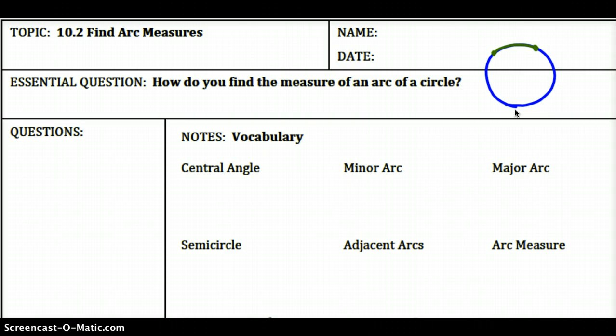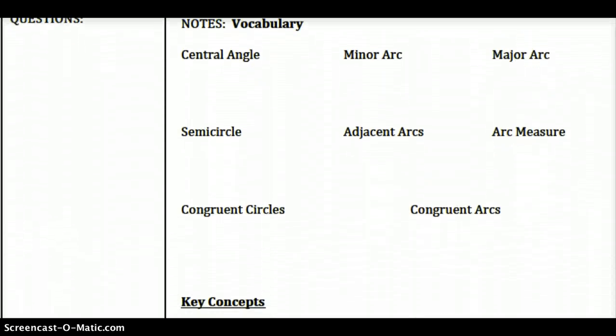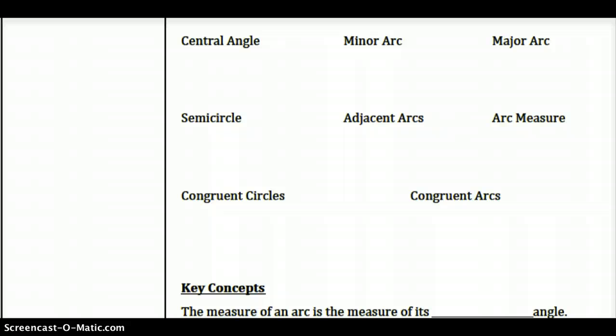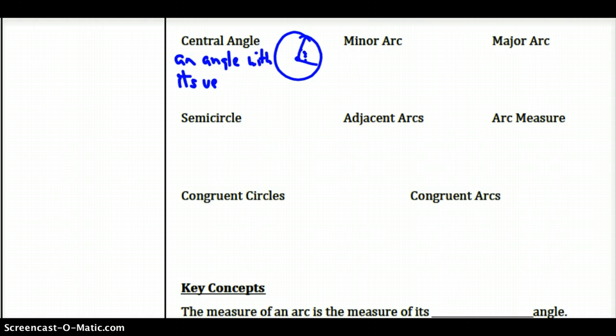And an arc has measure in degrees, and it has arc length, which is the actual length from the two endpoints of the arc. So to continue with some vocab, you have a central angle. A central angle looks like this. It deals with a circle. I've got the center point, and right here is a central angle. So it can be defined as an angle with its vertex at the center.